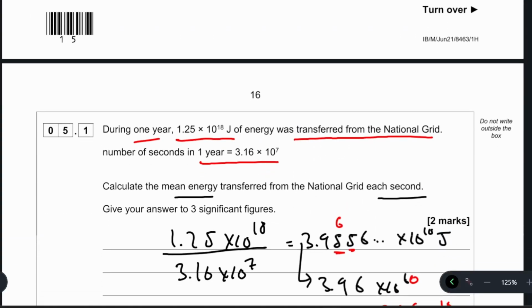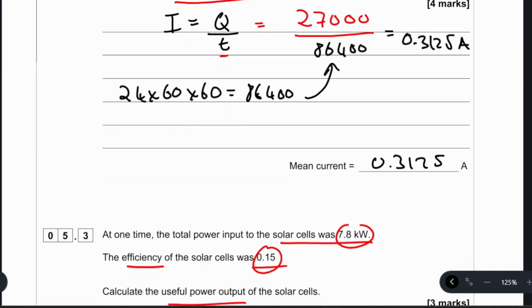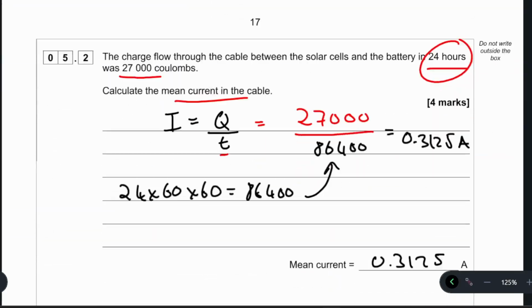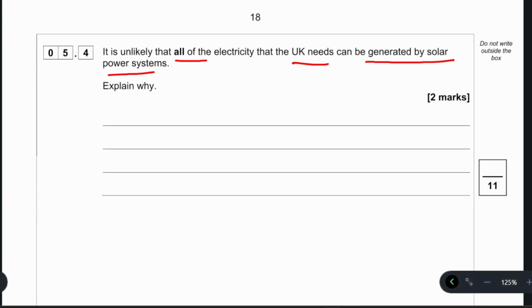And we also know that the energy transferred by the national grid in 1 year was 1.25 times 10 to the 18 joules. So we can see here that if you were to imagine we convert this joules to watts, this is going to be quite a small amount of energy that's actually being transferred usefully. So what we'd say is that because there's a low useful power output of the solar cells, what you need is loads and loads of solar cells.